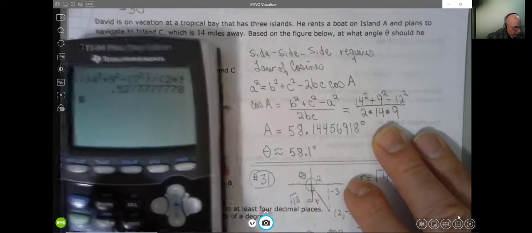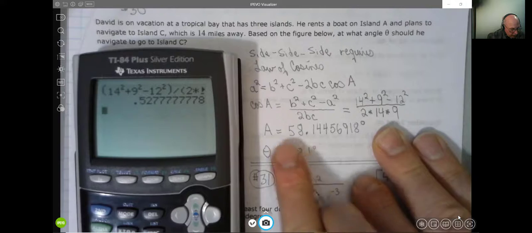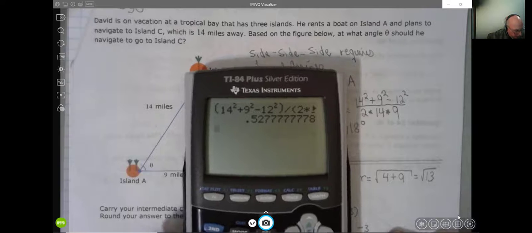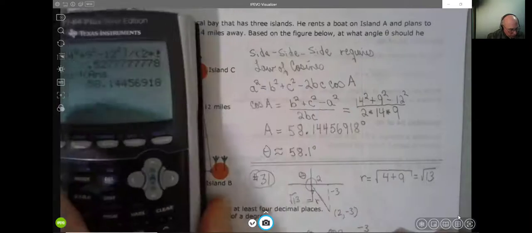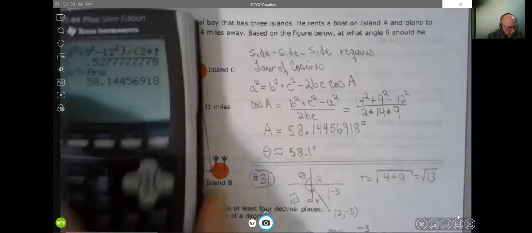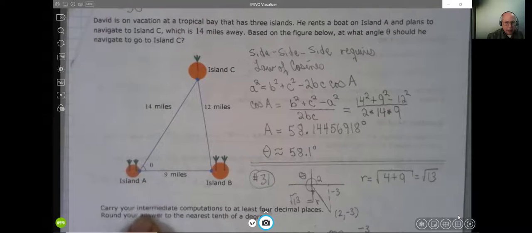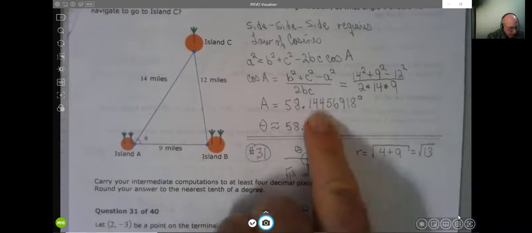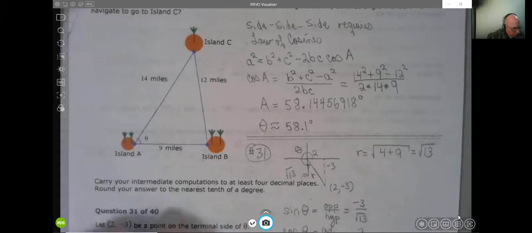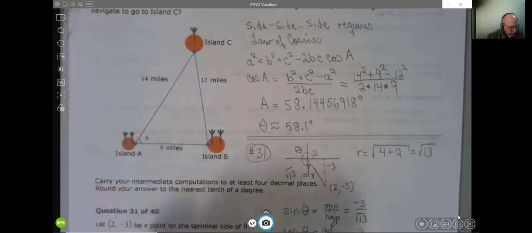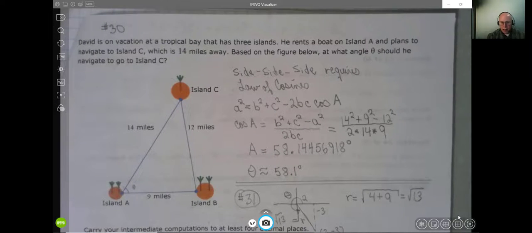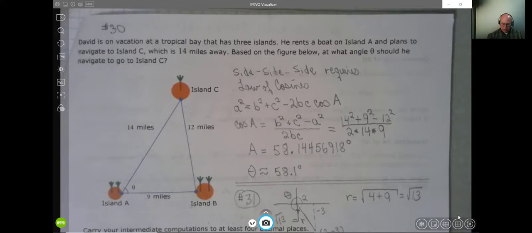And what that gives us, of course, this value here is not the angle A, it's the cosine of the angle A. So we simply take the inverse cosine of that previous result, and we get 58.14, etc., for angle A. Now, this says to carry computations to multiple places and then round it off to a tenth. So if we round off to a tenth of a degree, 58.1 is this angle right here. So that takes care of problem number 30, and that is the end of part 3 of the final exam review.